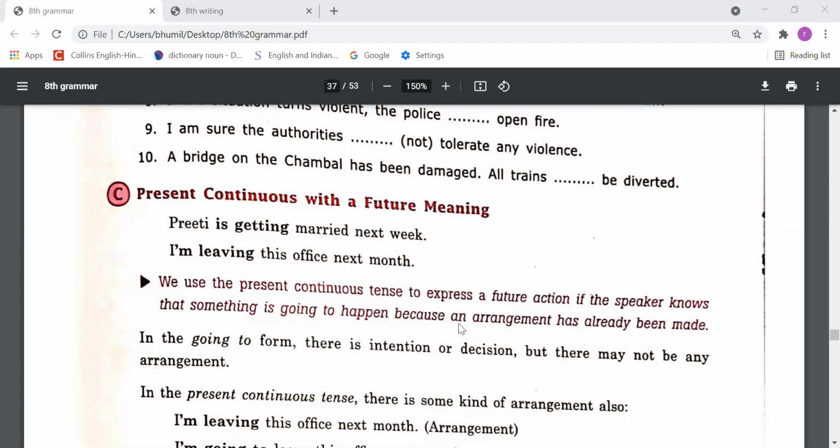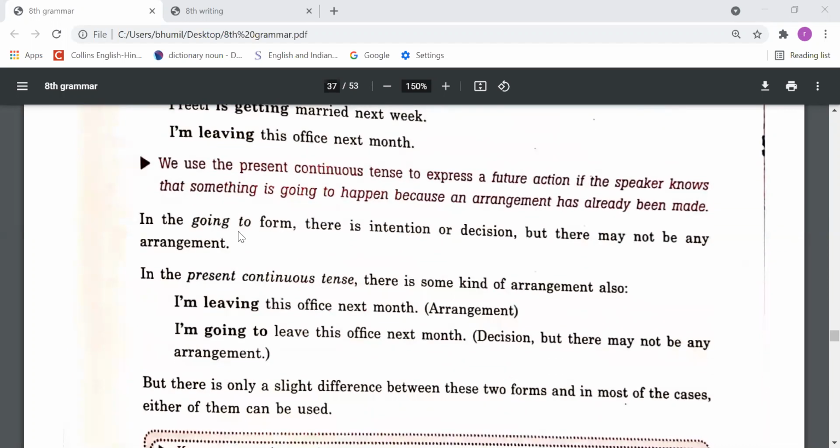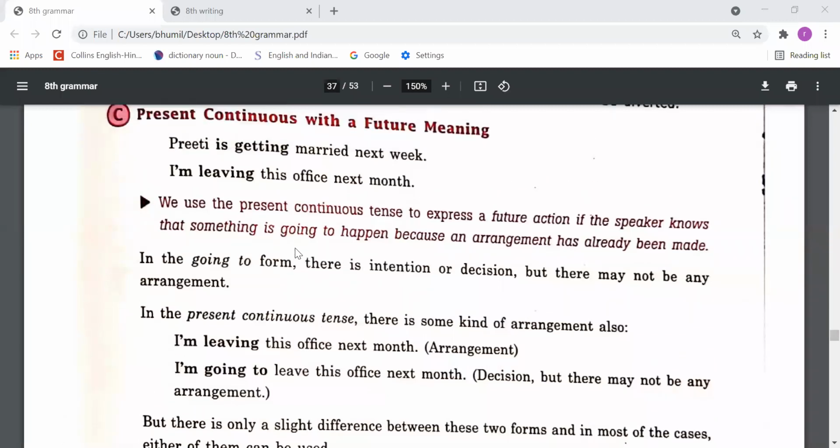So dear friends, for the future action, we can use present continuous tense also, when the speaker knows that regarding that action, some arrangement has been made. In the going to form, there is the intention or decision, but there may not be any arrangement. When we use going to, there is the intention, the decision that I will do this or this will be done in future, but there are chances that it will not be done.